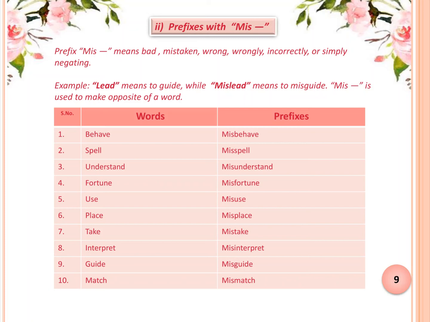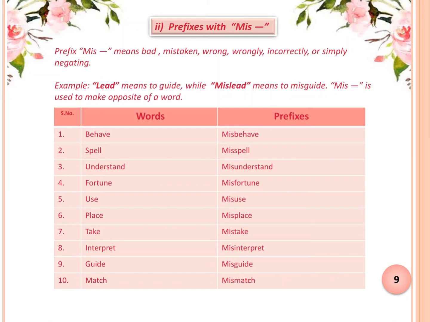Prefixes with mis. Prefix mis means bad, mistaken, wrong, wrongly, incorrectly, or simply negating. Example, lead means to guide, while mislead means to misguide. Mis is used to make the opposite of a word.